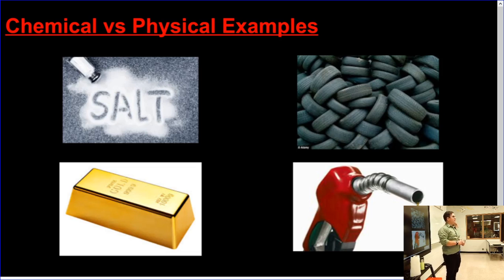What does salt like to do in water? Dissolve. What do we call that? We just talked about it. Solubility. So, salt likes to dissolve in water, so it's soluble in water.